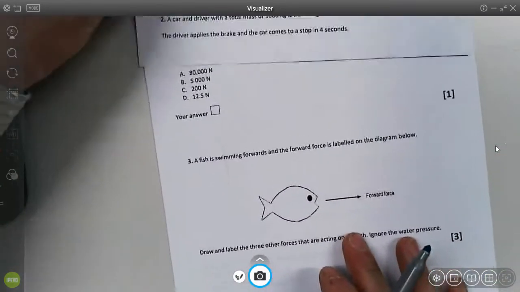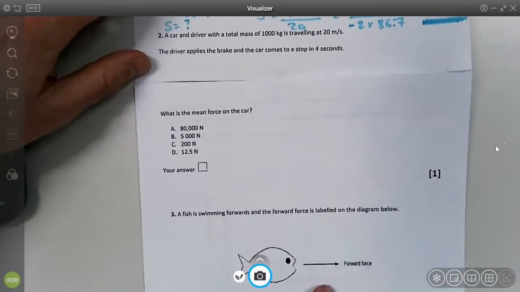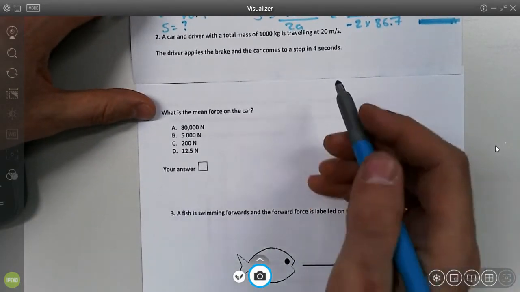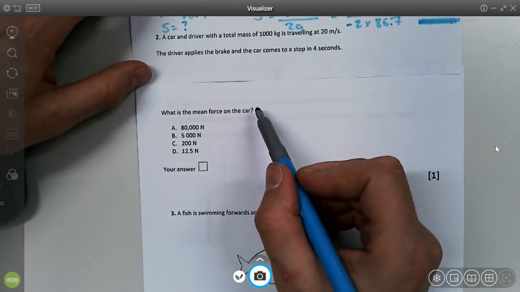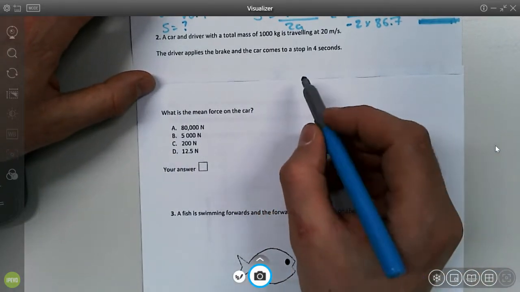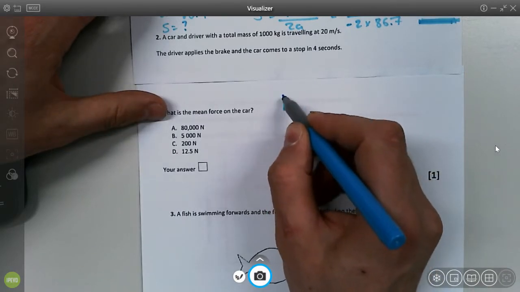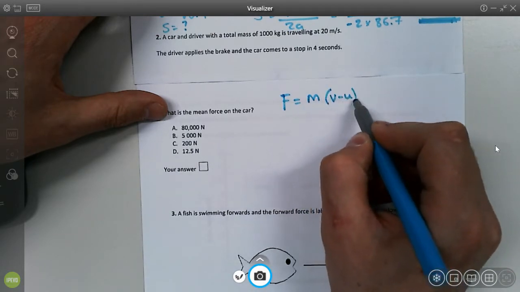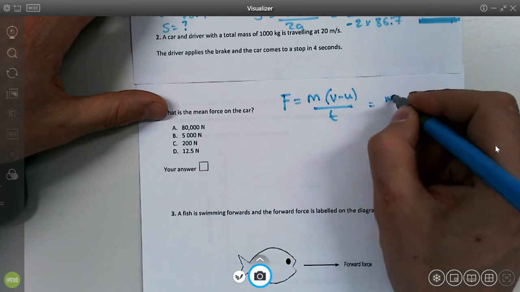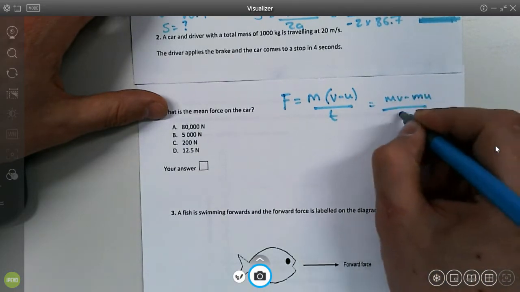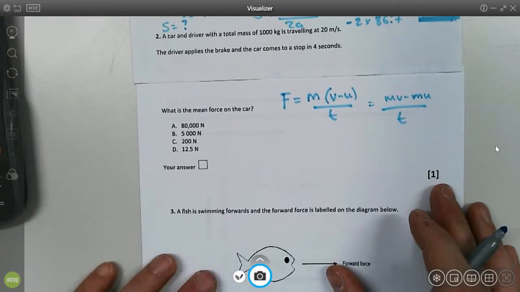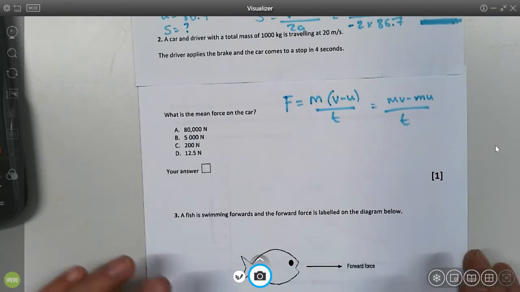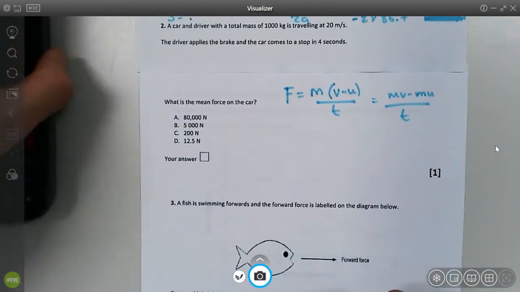Okay, question 2 is just a multiple choice question. I'll pause the video now and try this question. So, what is the mean force on the car? So, you need to use this equation, which is force is m(v minus u) over t, or mv minus mu over t, which, if you're doing AQA, is very much a triple science equation. Other examples may be just the standard combined science.